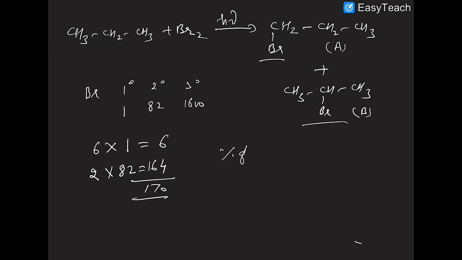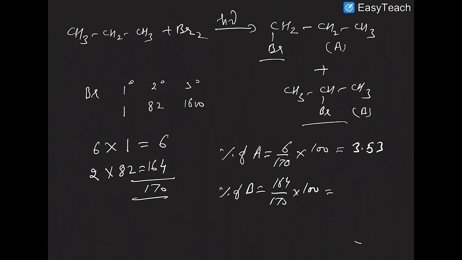So what is the percentage of product A? It comes out to be 6 by 170 into 100. What is the percentage of B? It is 164 by 170 into 100. So here the primary product comes out to be 3.53% and the secondary comes out to be 96.47%.